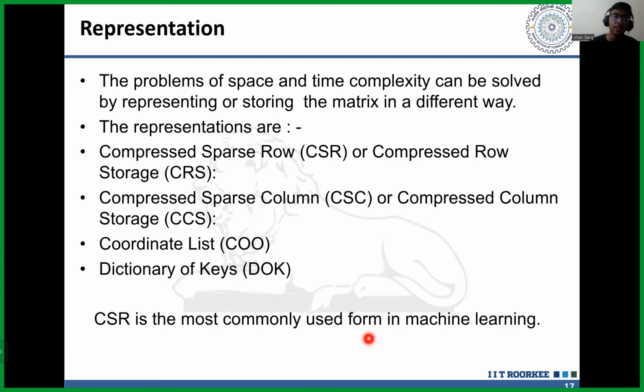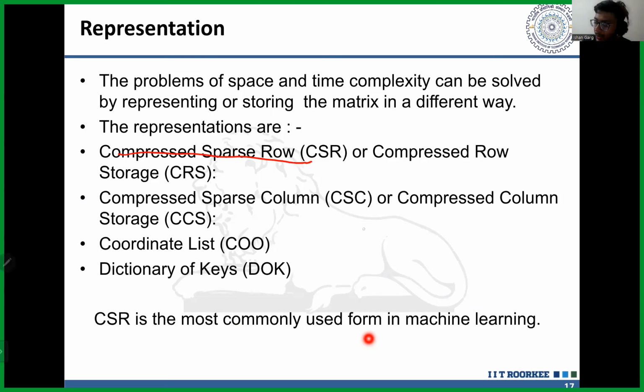So let's have a look at the different representations. The first is compressed sparse row, or compressed row storage. The second is compressed sparse column. The third is coordinate list. And the fourth is dictionary of keys. So what is compressed sparse row notation?